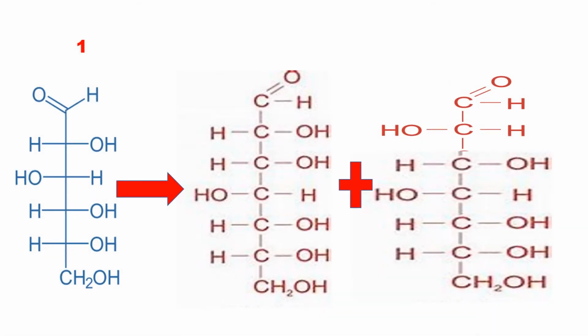Now we take structure 1 and subject it to Killiani-Fisher synthesis. We know structures 1 and 2 contain 6 carbon atoms, which on Killiani-Fisher synthesis give you 2 epimers each, having 7 carbon atoms, that is aldoheptoses.